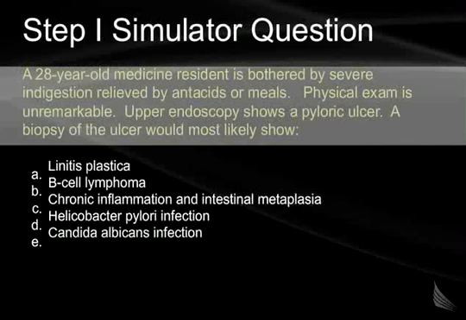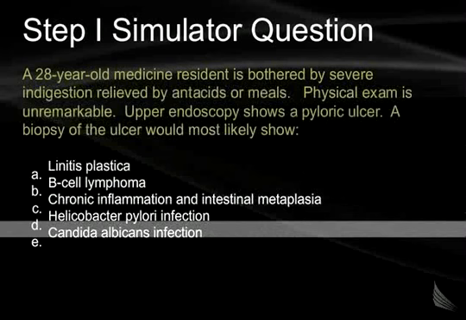Step 1 simulator question. A 28-year-old medicine resident is bothered by severe indigestion relieved by antacids or meals. Physical exam is unremarkable. Upper endoscopy shows a pyloric ulcer. A biopsy of the ulcer would most likely show A. Linitis plastica, B. B-cell lymphoma, C. Chronic inflammation and intestinal metaplasia, D. Helicobacter infection, or E. Candida albicans infection.